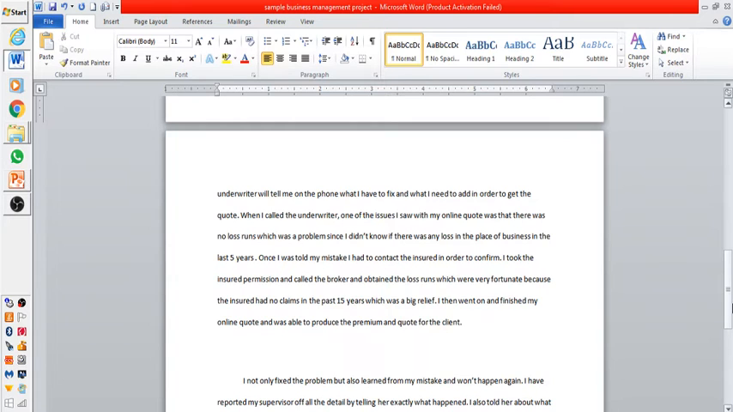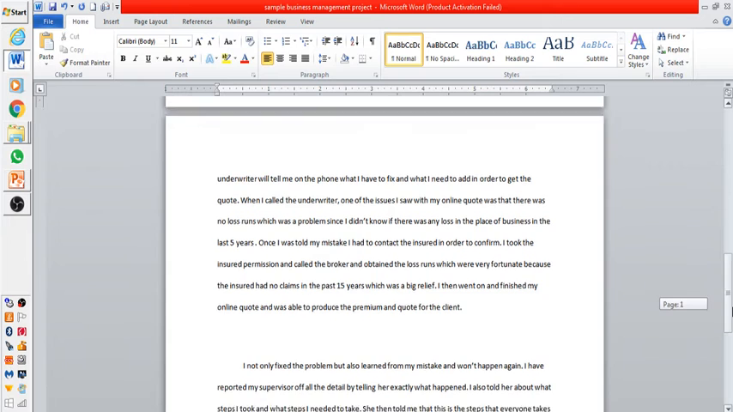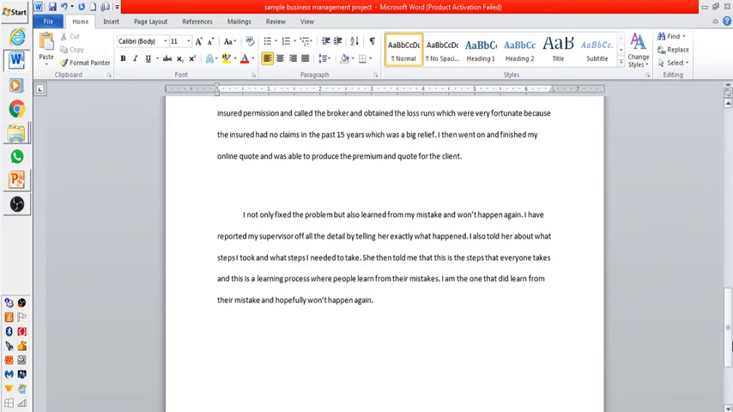When I called the underwriter, one of the issues I saw with my online quote was that there were no loss runs, which was a problem since I didn't know if there were any losses in the place of business in the last 5 years. Once I was told my mistake, I had to contact the insured in order to confirm. I took the insured's permission and called the broker and obtained the loss runs, which was very fortunate because the insured had no claims in the past 15 years, which was a big relief. I then went and finished my online quote and was able to produce a premium for the client. I not only fixed the problem, but I also learned from my mistake, and that won't happen again.